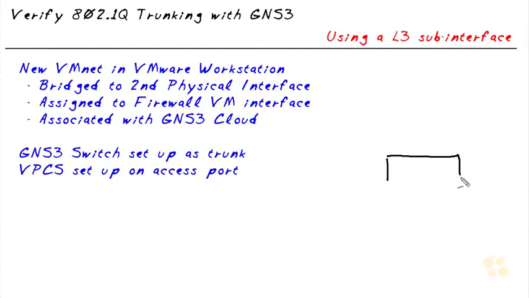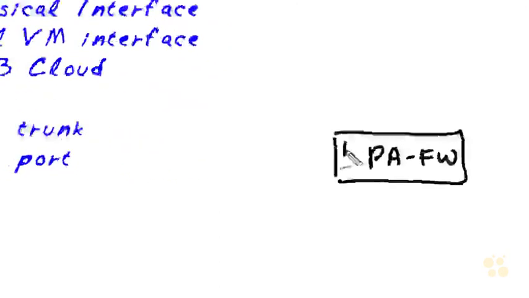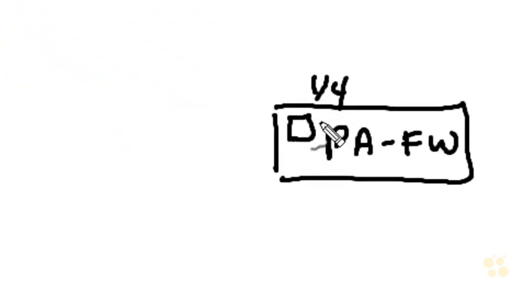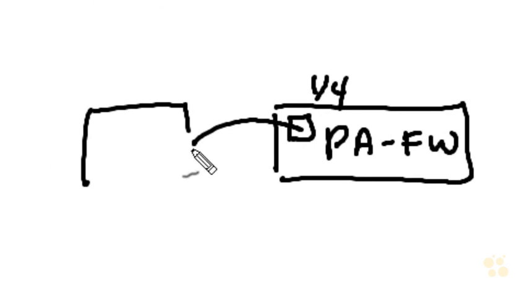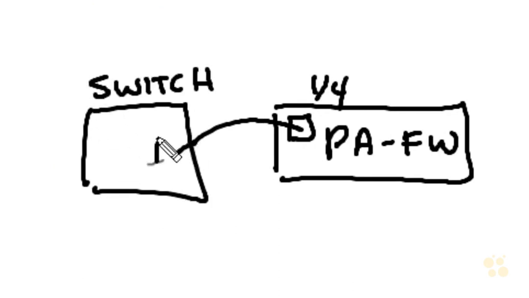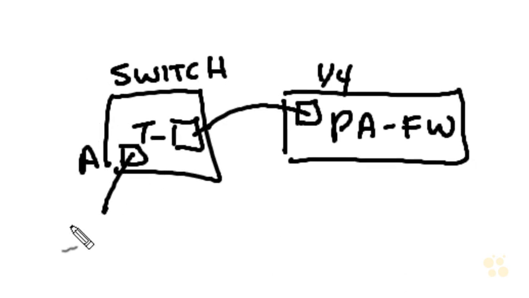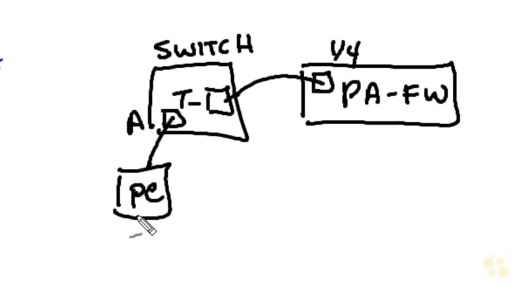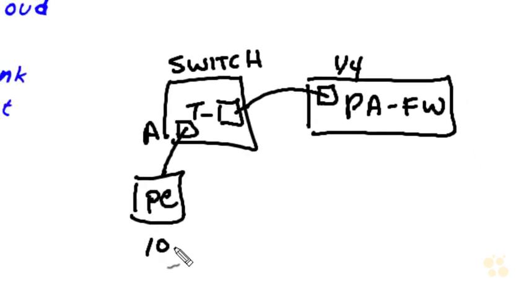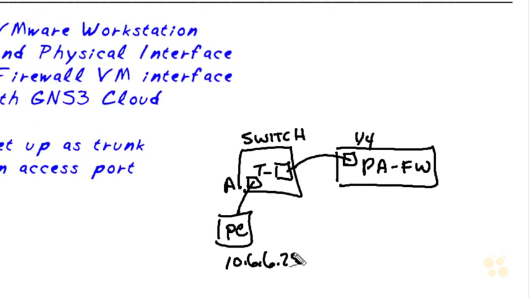We'd have our Palo Alto firewall here, and on port, for example, 1/4, it'd be physically connected over to a switch, and this switch port would be configured as a trunk. And then we might have on another port on this switch an access port. I'll put A here for access, and have a PC. So that PC may be at the IP address of 10.6.6.25. So here's our access port that's associated with VLAN 6, and this green port is our trunk port.